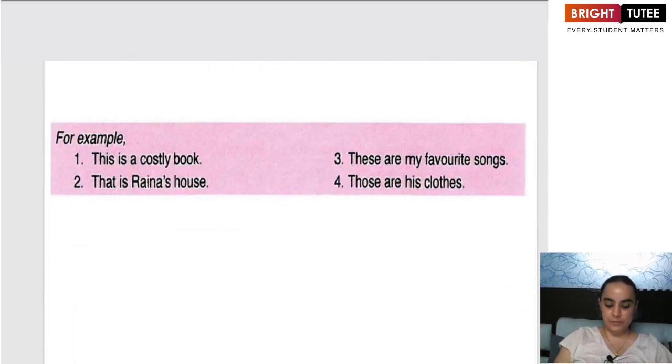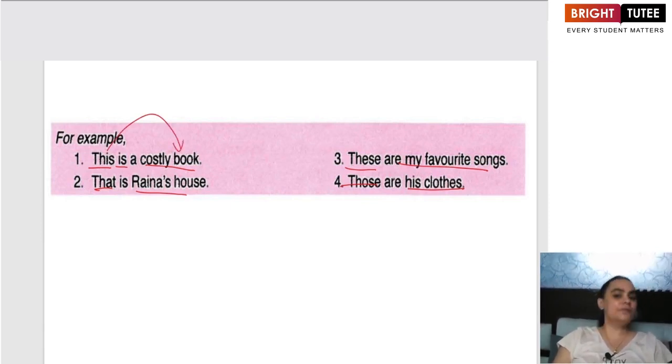For example, this is a costly book. That is Raina's house. These are my favorite songs. Those are his clothes. So what did you do? You were talking about these objects and you were referring to these objects, right? So a demonstrative pronoun is used to talk about an object.